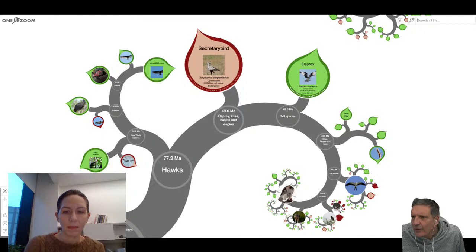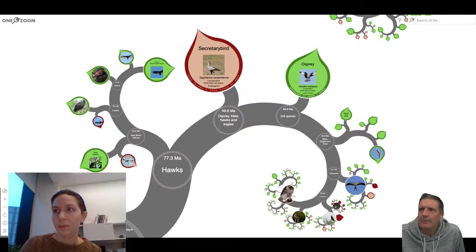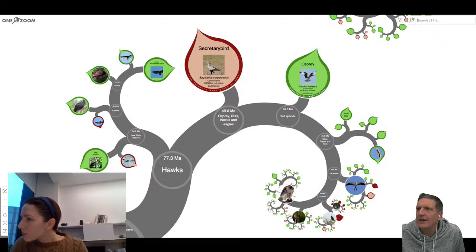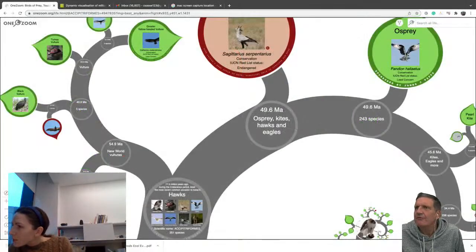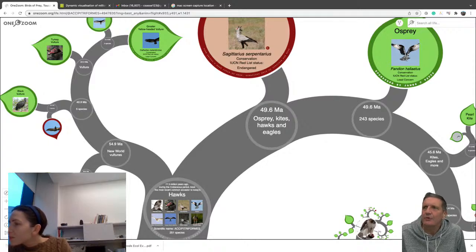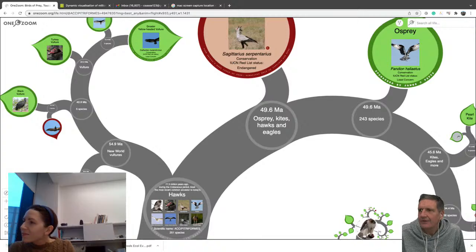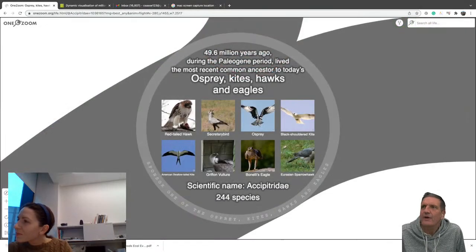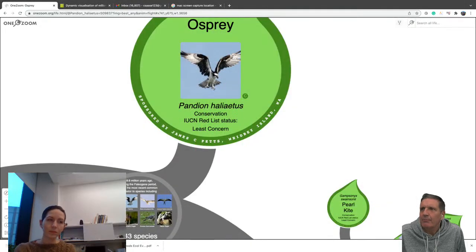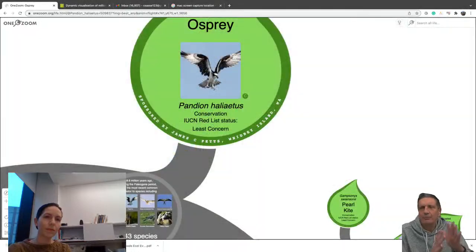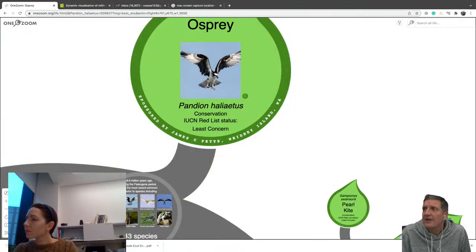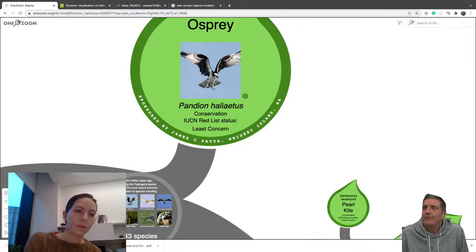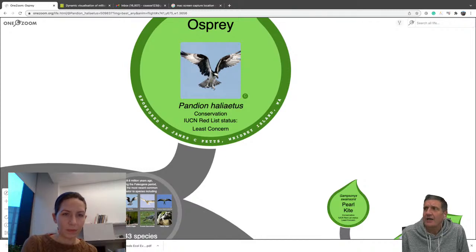Before, I don't know where I have it, but that's right. Hawks are about 77 million years ago. Okay, somewhere there. And if we zoom in further, let's see where the osprey is. This is what fascinates me so much. So you go on the right branch here, right? And you come here to osprey, kites, hawks, and eagles. And if you go further, you see the branch up here goes to the osprey. Now, the osprey, although it looks and behaves in so many ways similar to our bald eagle, and in German it's actually called a Fischadler, which means fish eagle.